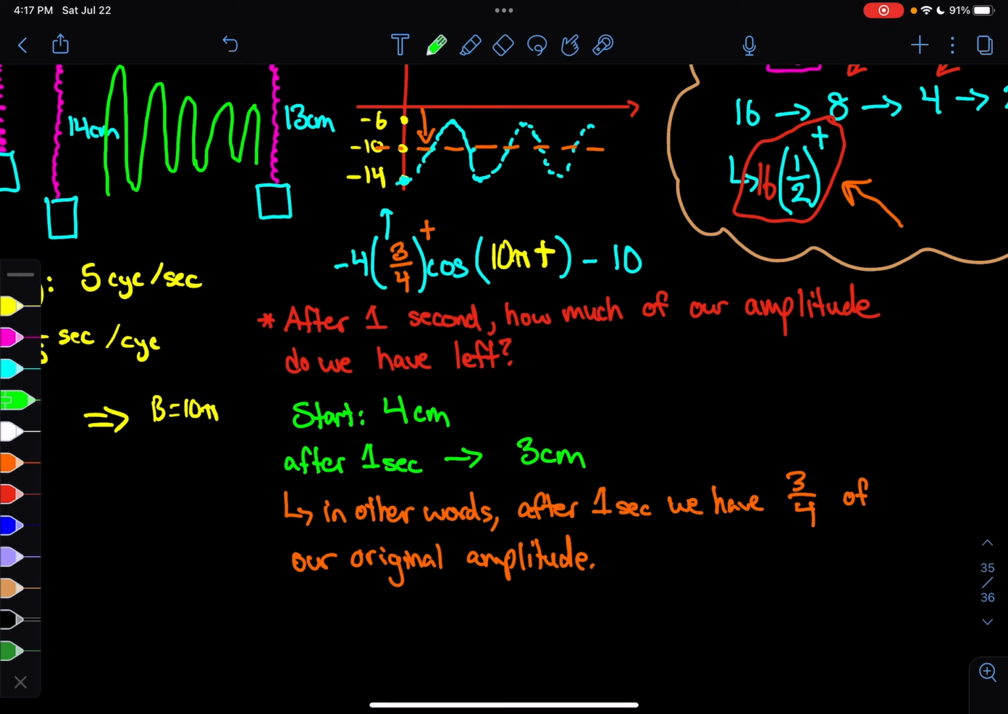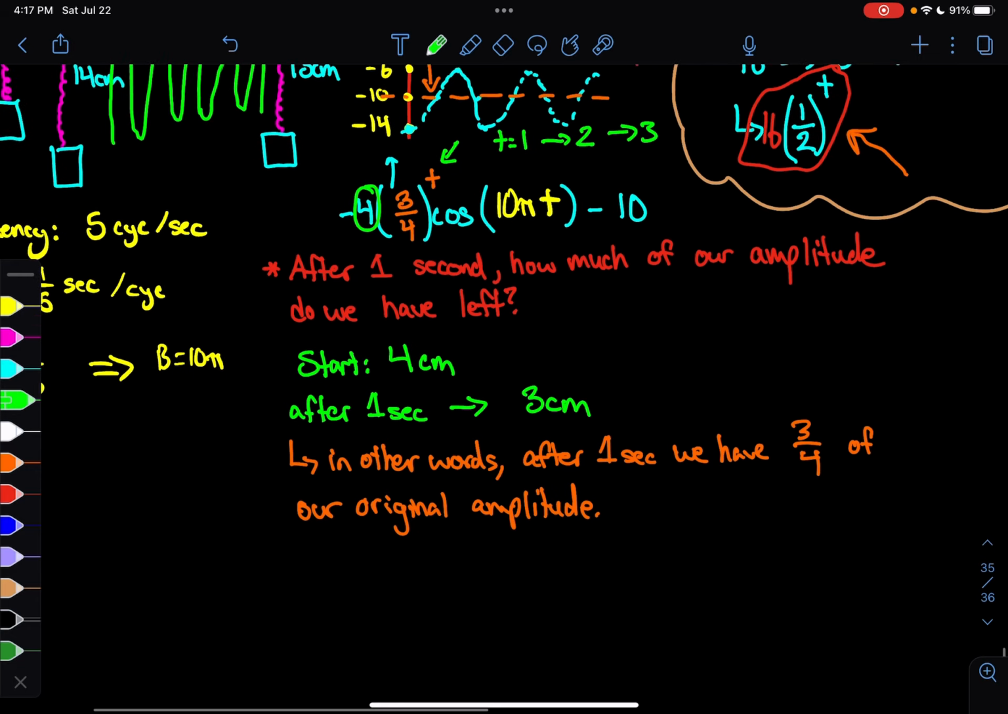And that basically says that when t is equal to 1, what is our amplitude going to be? Well, it's going to be 3/4 of whatever this amplitude originally was. And so 3/4 of 4 is just 3, which should make sense. And as we increase t, right, t is 2, t is 3, etc., that is going to cause our amplitude to decline.